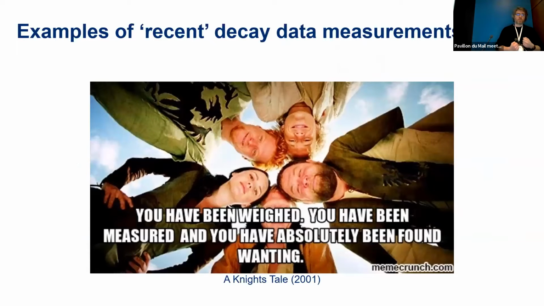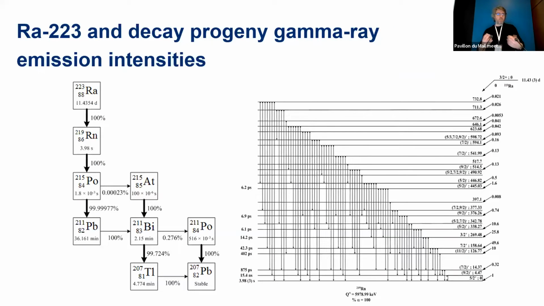So I'm going to give some examples of recent decay data measurements. First, radium-223 and decay progeny gamma ray emission intensities. We know that radium-223 decays through a whole series, and that most of the time we're going to be measuring this in equilibrium, so we're going to look at all the decay progeny in equilibrium as well. When we're trying to work out the activity, maybe we can use all the emissions coming from that radionuclide, or the whole decay series, sorry.